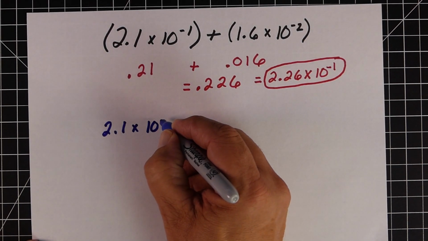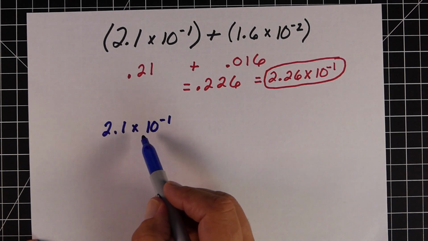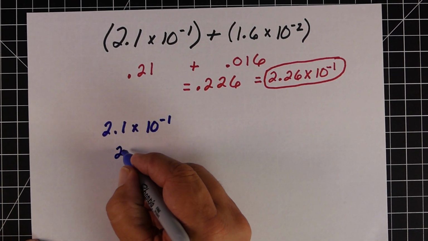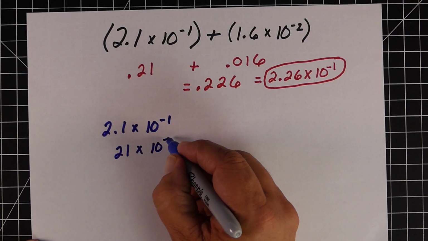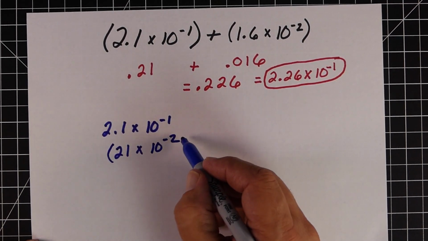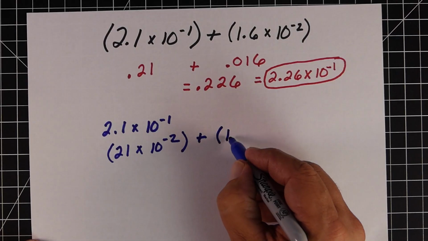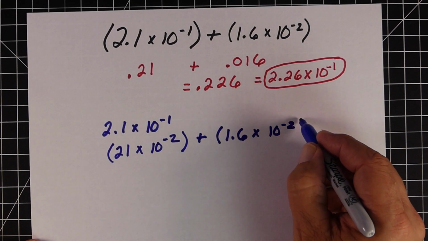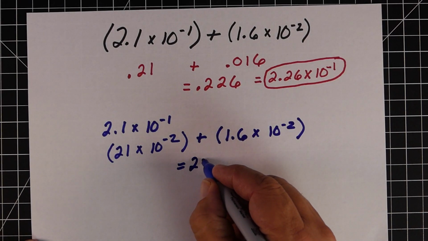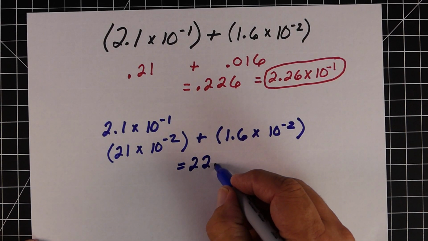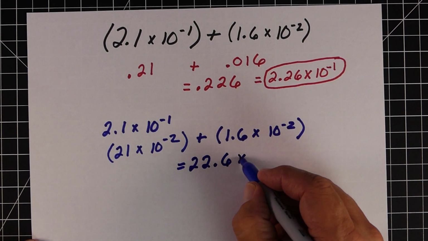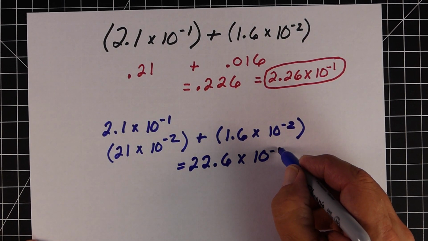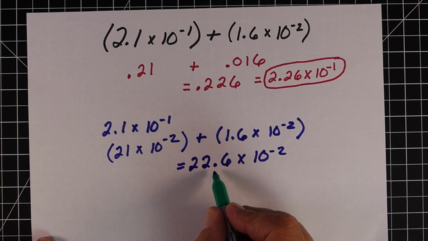But the other thing is just to make the exponent the same. So let's say we're going to change the one that has the negative 1 as an exponent into a negative 2. We move the decimal in 2.1 1 time to the right to make it 21 times 10 to the negative second. And it's going to be the same as the other one, because that one will also have the same negative 2 exponent. When you add the coefficients, you get 22.6, and it's going to be times 10 to the negative 2, because they're the same.